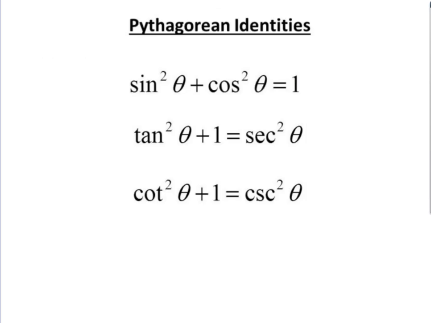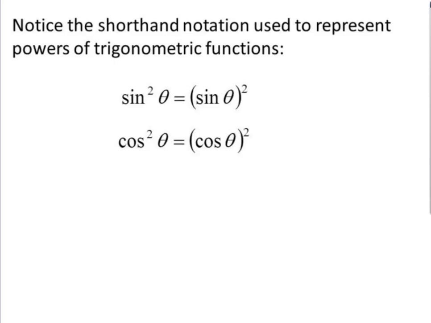So there are 3 different Pythagorean identities. We have sine squared plus cosine squared is equal to 1. We could also go back, use that same unit circle, and use our triangle to show that tangent squared plus 1 is equal to secant squared. And we can show that cotangent squared plus 1 is equal to cosecant squared. The important thing here to notice is that sine squared of theta is equal to the sine of theta squared. It's just a different notation to make it a little bit easier for us to write.